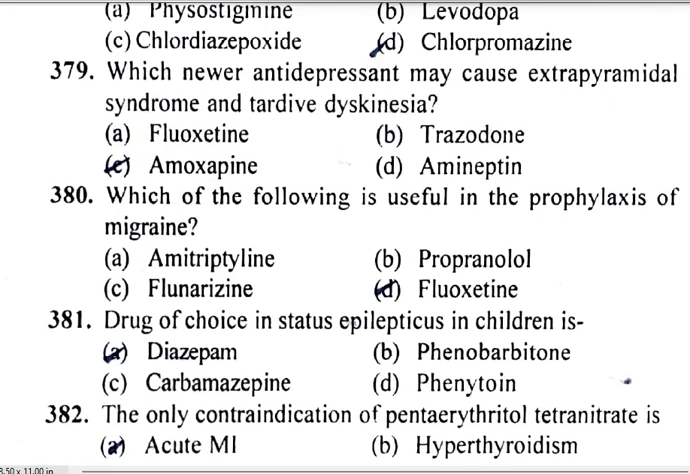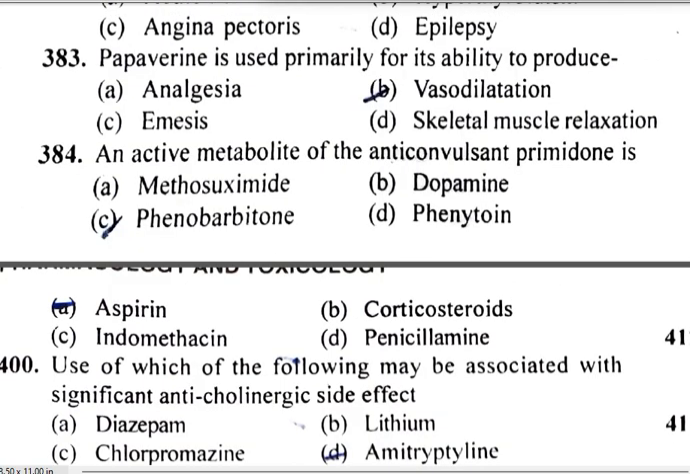The only contraindication of pentaerythritol tetranitrate is acute myocardial infarction. Papaverine is used primarily for its ability to produce vasodilatation. An active metabolite of the anticonvulsant primidone is phenobarbital. Use of which of the following may be associated with significant anticholinergic side effects? That is amitriptyline.